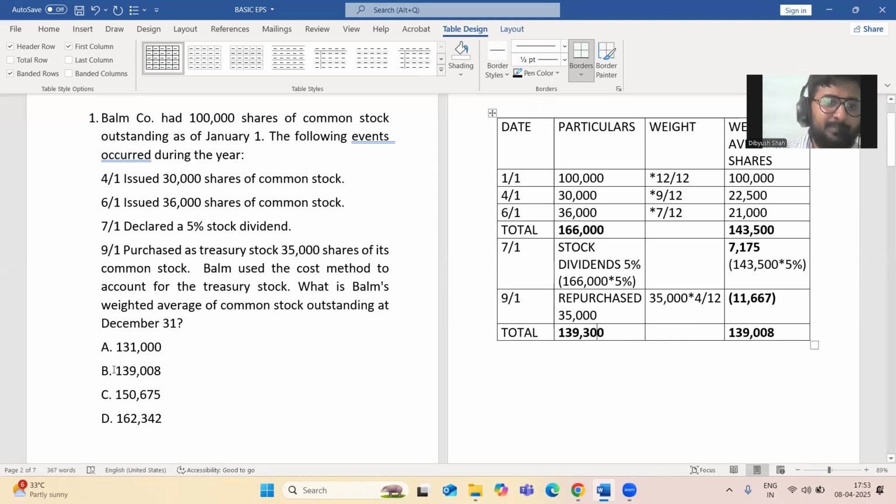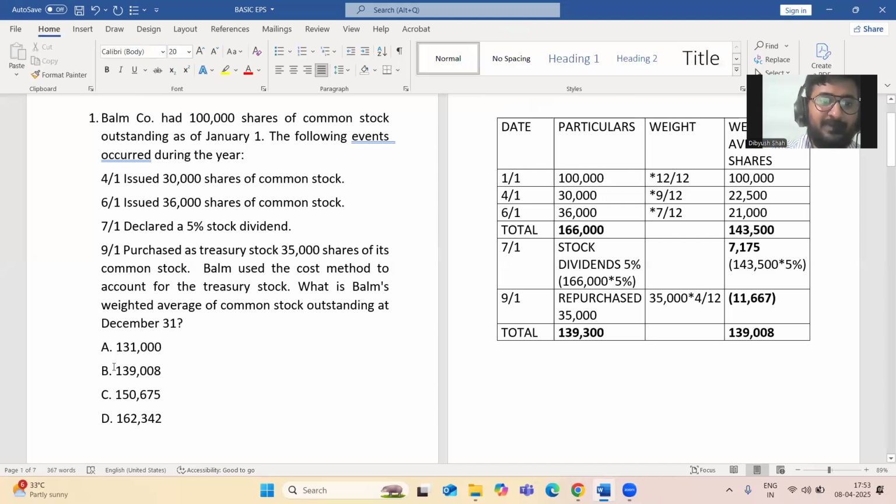So answer is B. So always remember that is why we use the term weighted average, because we have to give them appropriate weights in proportion to the number of months they were outstanding. Now the thing is, stock dividend or stock split, reverse stock split or bonus shares, these are for the purposes of EPS assumed to be issued at the beginning of earliest period presented.